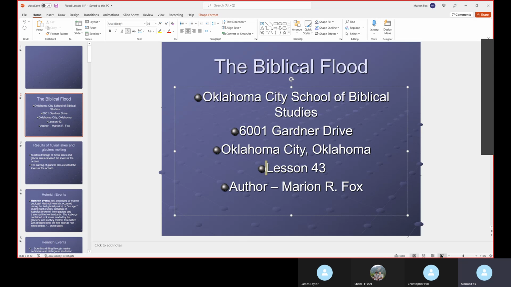So the fluvial lakes and glaciers melting and putting their water into the ocean, the sudden drainage of these lakes elevated the levels of the oceans, and the calving of glaciers, that's where pieces of the glacier break off, elevated the levels of the oceans as well. We see also something called Heinrich Events. These were first described by the marine geologist Hartmut Heinrich, and occurred during the last glacial period or ice age.